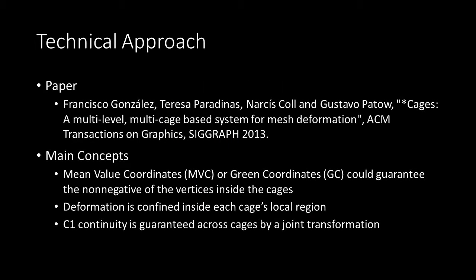Our tool is based on a SIGGRAPH paper written by Gonzalez and his colleagues. The paper is called Star Cage, a multi-level, multi-cage based system for mesh deformation. Their main concept is that they use MVC or GC together with their innovative joint transformation to confine the deformation inside each cage's local region and to guarantee C1 continuity across the cage boundaries.